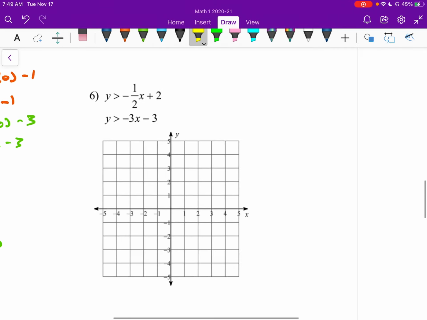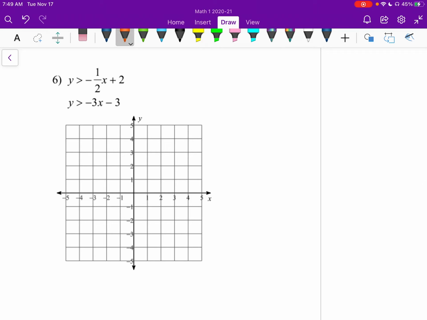All right, moving on to number 6. I'll have my top one be orange. It'll have an intercept at 2, a slope of negative 1/2, so down 1 and over 2, or up 1 and left 2. It's going to have a dotted line because there's no line under the inequality.